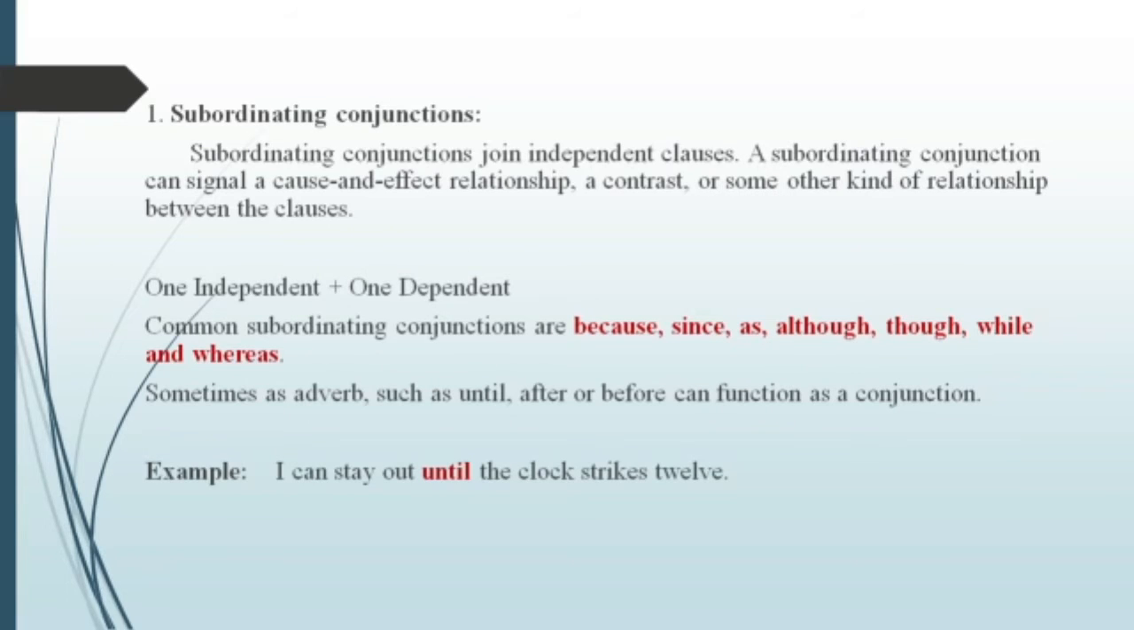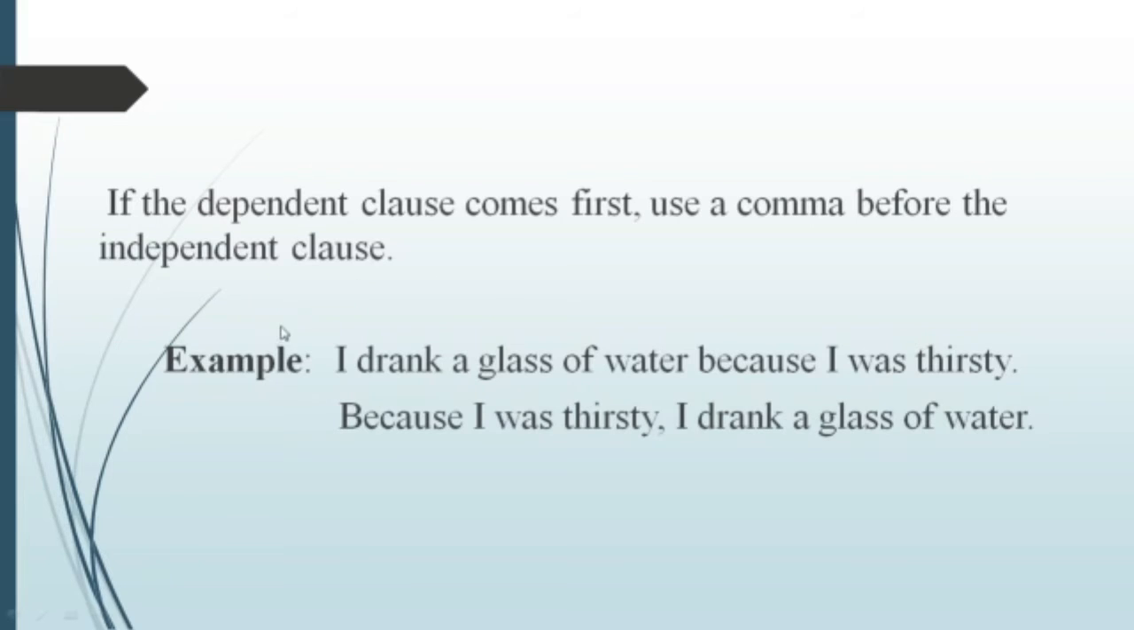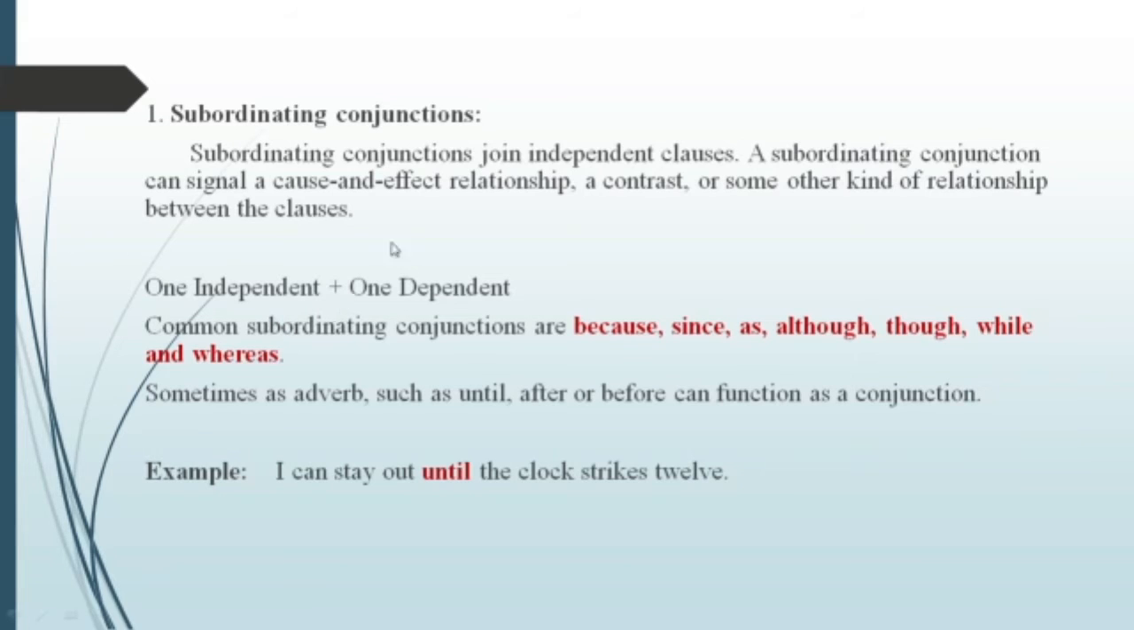So let's see one by one what the conjunctions are here. To start with, we have the subordinating conjunction. As I said, remember this rule: one independent sentence and another dependent sentence. Okay, subordinating conjunction joins independent and dependent clauses. A subordinating conjunction can signal a cause and effect relation, a contrast, or some kind of relationship between the clauses. And commonly used words are because, since, as, although, though, while, and whereas.